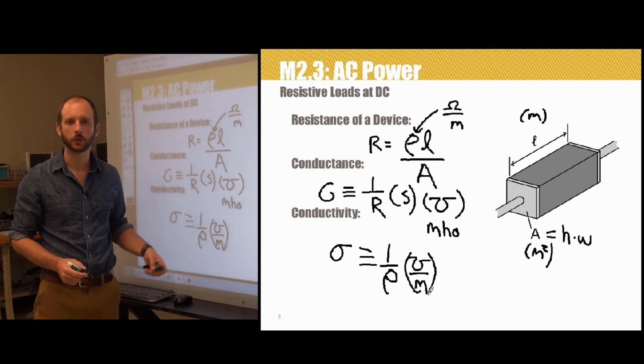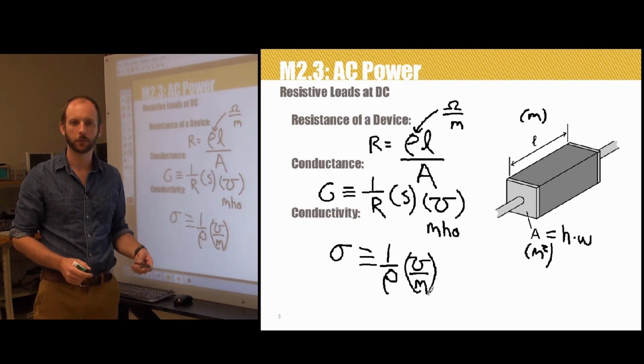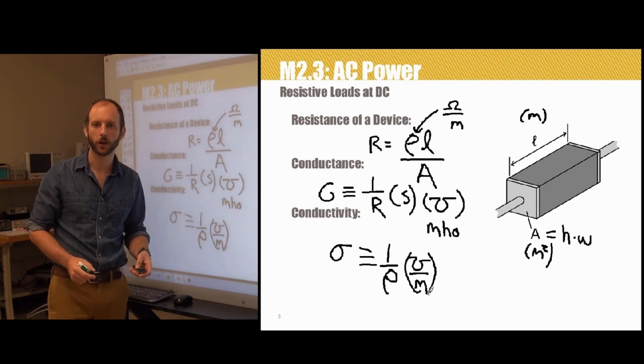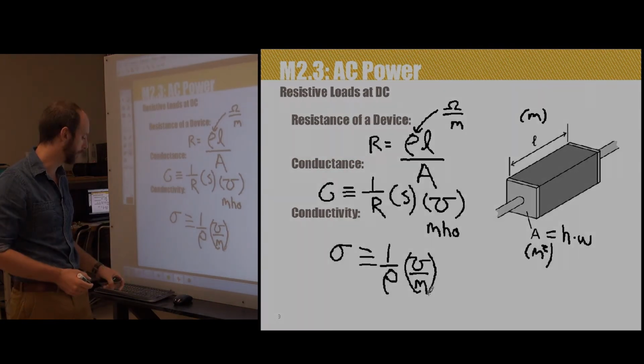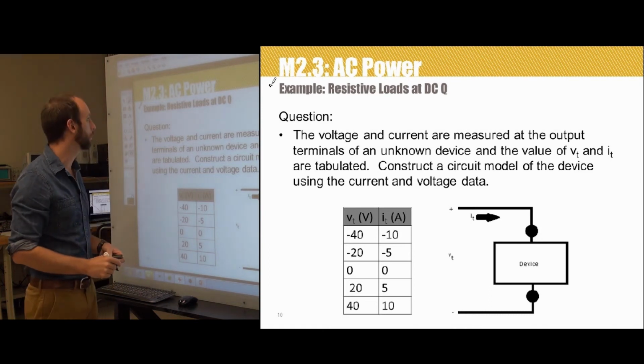I think more frequently you'll see this unit mhos, maybe because people think it's funny. I'm not actually sure why it's more common. I think it's a little funny, right? Ohm backwards. All right, so let's work an example of determining the DC resistance.